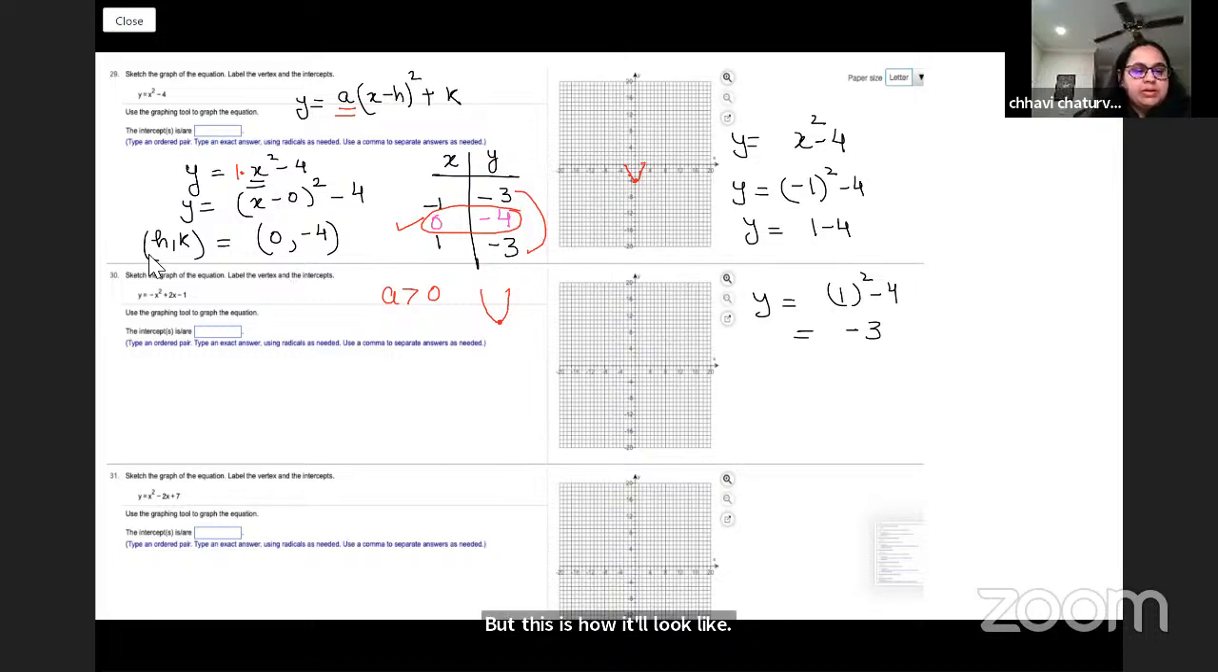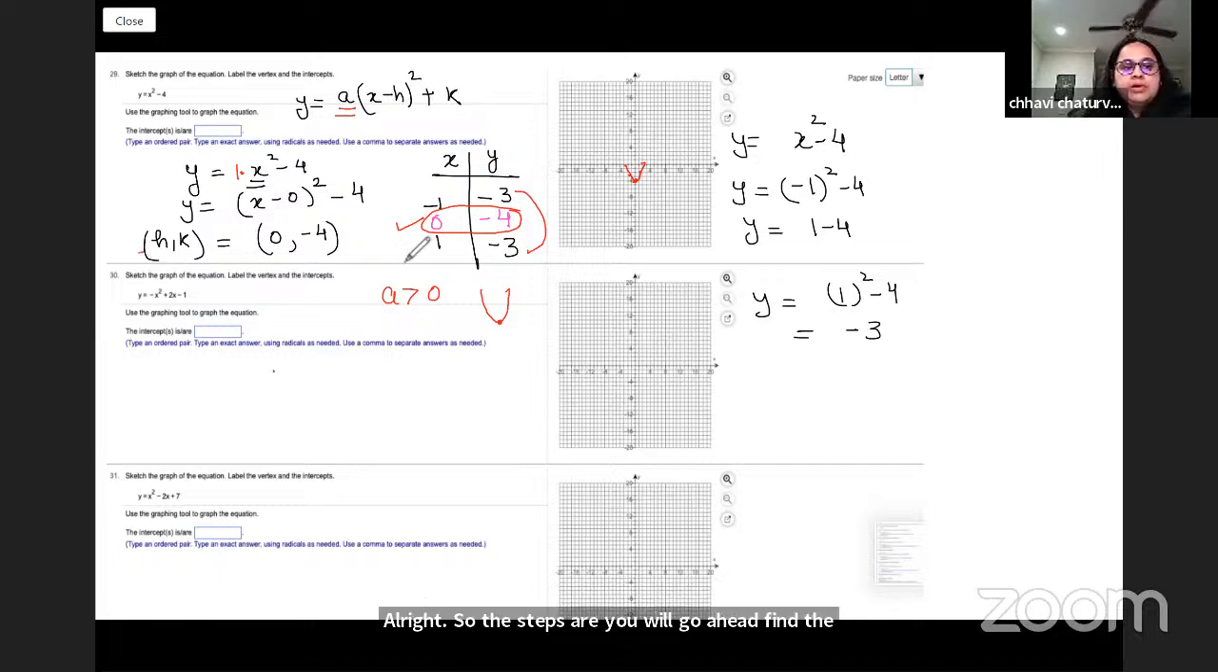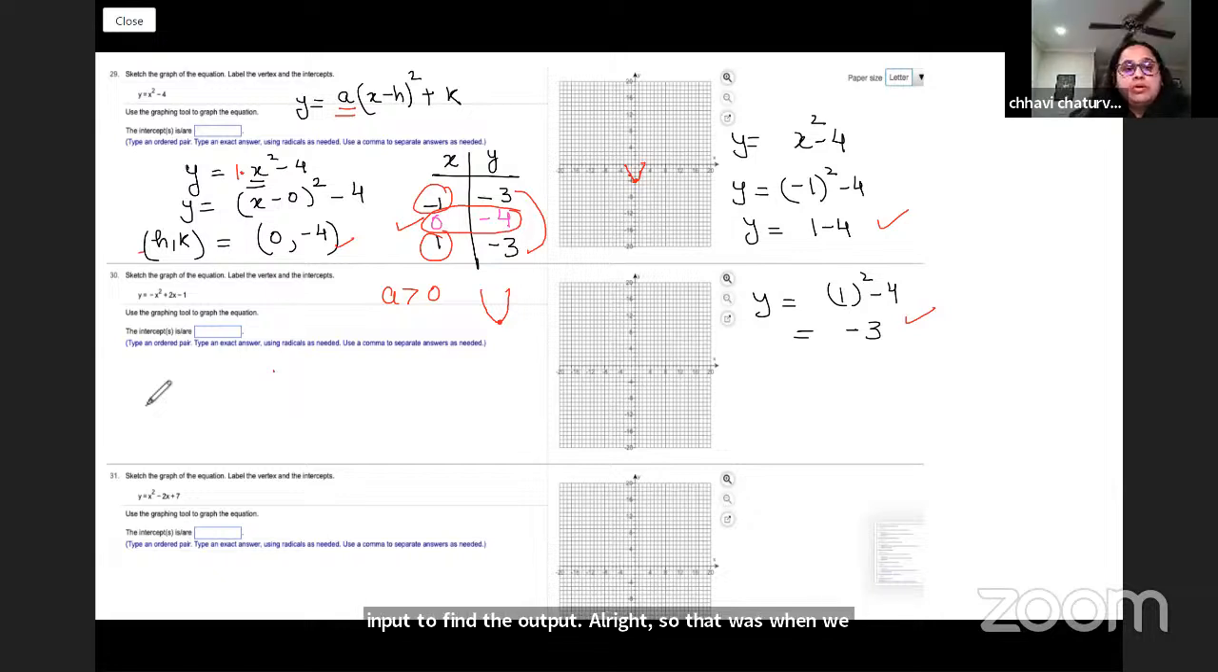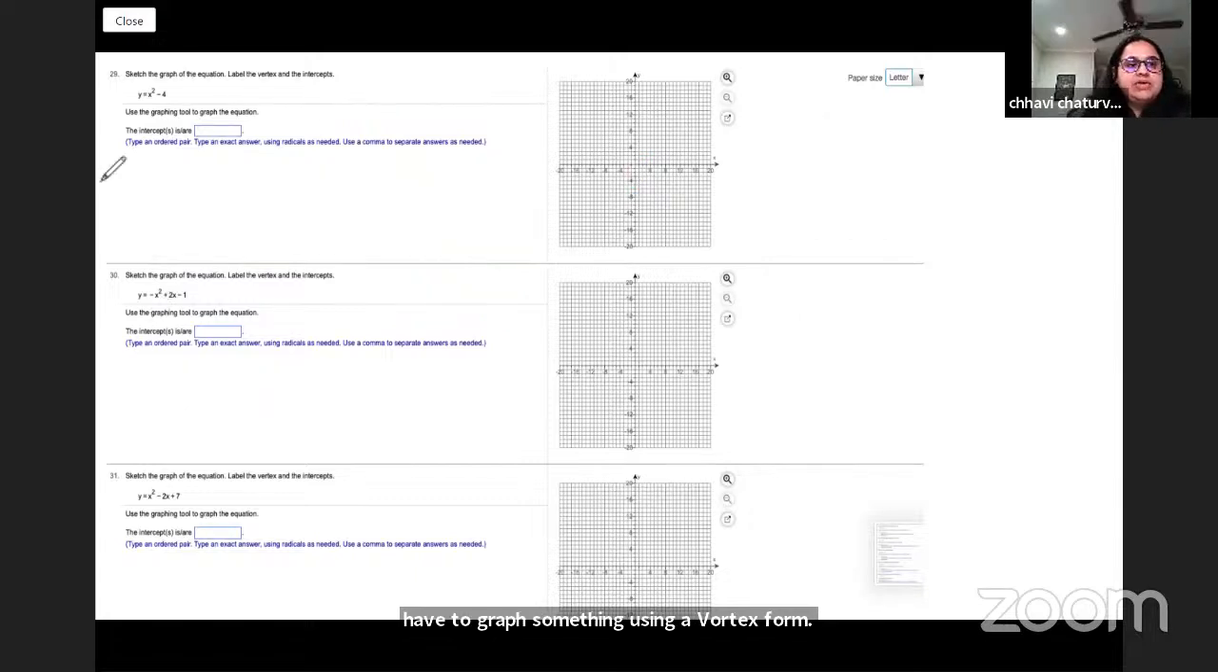All right, so the steps are: find the values of h and k, plug them in the middle of the table, then find the neighbors of the inputs, and use those inputs to find the outputs. So that was how to graph something using the vertex form, where I could compare the equation with the vertex form. Let's see if I have something in the standard form. What happens if I have something in the standard form?